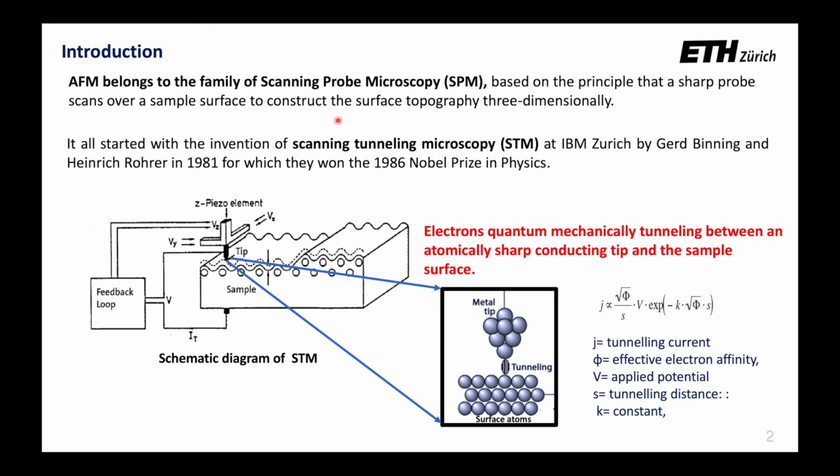So it all started with the invention of scanning tunneling microscopy in 1981 by Binnig and Rohrer at IBM Zurich, for which they won the Nobel Prize in 1986. The principle of STM is that electrons quantum mechanically tunnel between an atomically sharp conducting tip and the sample surface. The tunneling current varies exponentially with the distance. So this exponential dependence makes the device very sensitive to the slight change in height experienced as the tip moves across the surface.